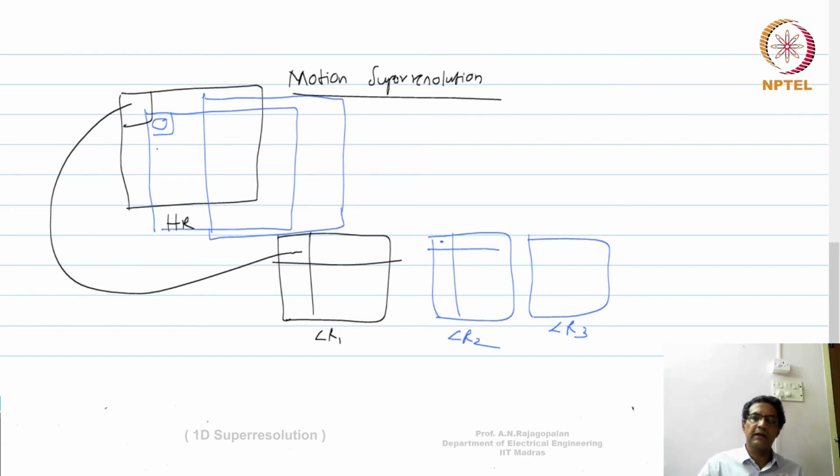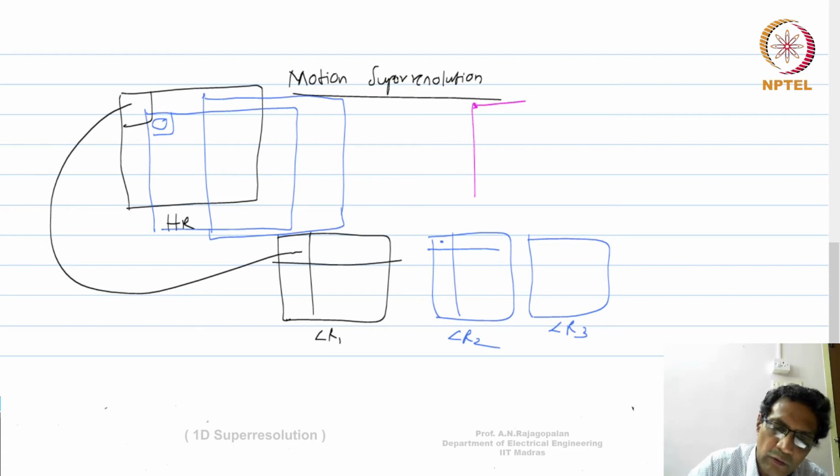Under what conditions can you do this? Now clearly there is one condition. It doesn't always mean that super resolution is possible. For example, one condition under which super resolution is not possible despite camera motion can be explained like this. Suppose you are translating.